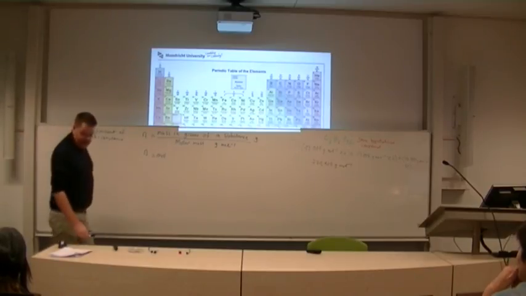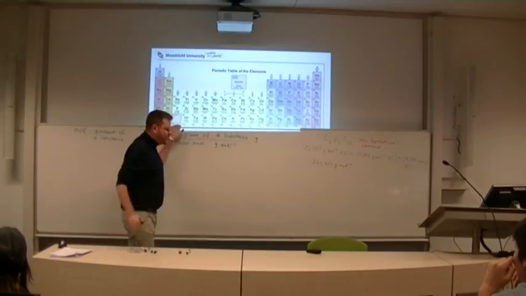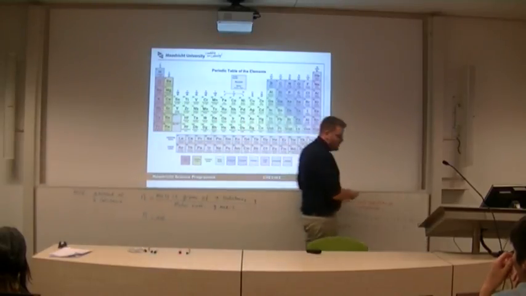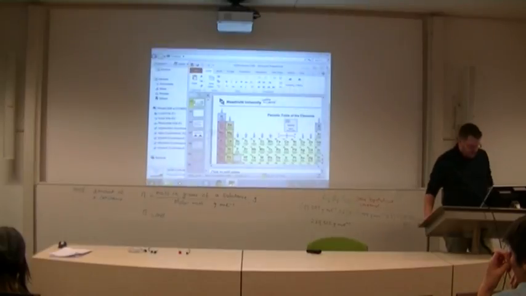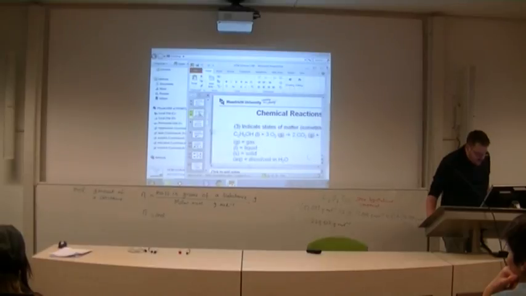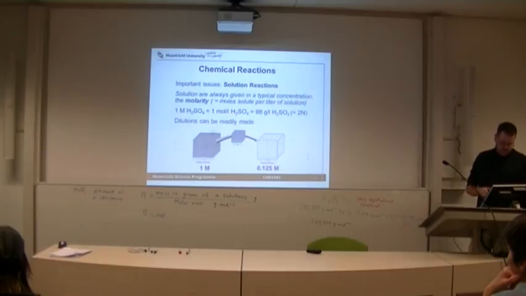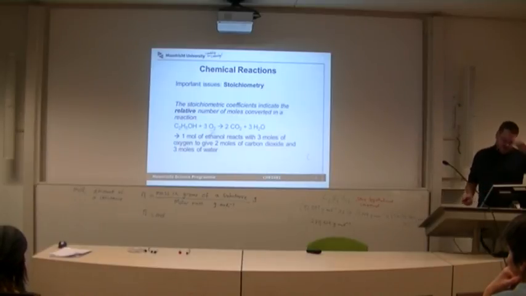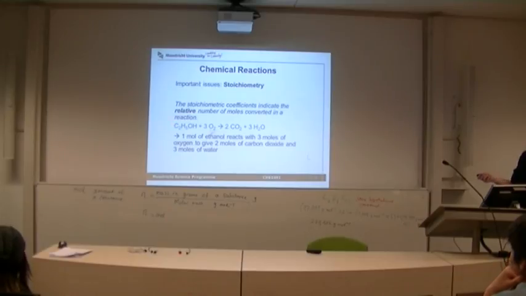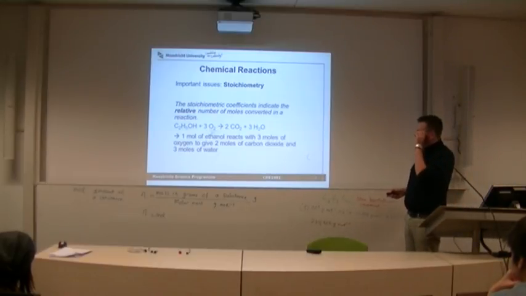All right, so that's how we calculate moles, and that's super important that you can do this, right? Because that's really what it all boils down to in chemistry. We work in moles, we do not work in grams. Now let's just go back here for a moment to where we were. So that's very important. It's 1 mole of ethanol reacts with 3 moles of oxygen to give 2 moles of carbon dioxide and 3 moles of water. All right.